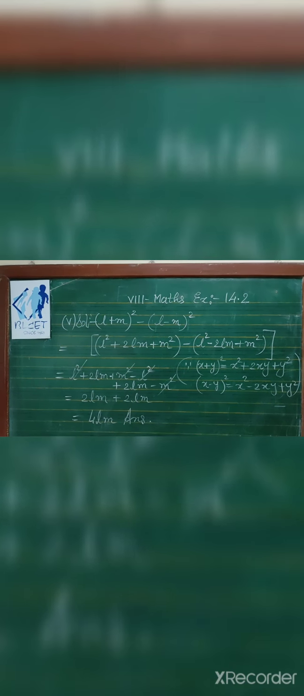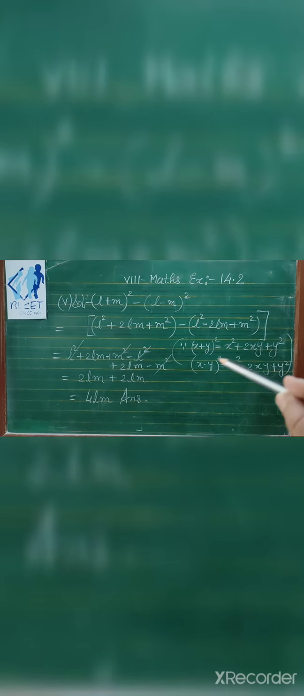This question you can solve by two methods. L plus m you can assume x and L minus m y. So x square minus y square, that means x plus y and x minus y. But I have not applied that formula. I have expanded the formula a plus b whole square. So L square plus 2lm plus m square minus L square minus 2lm plus m square.